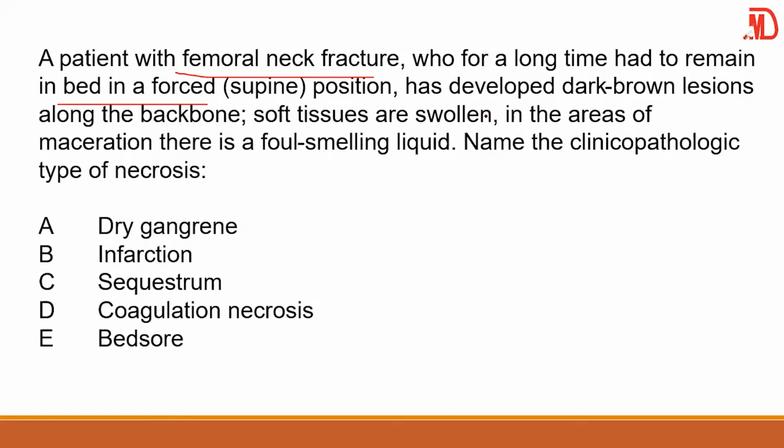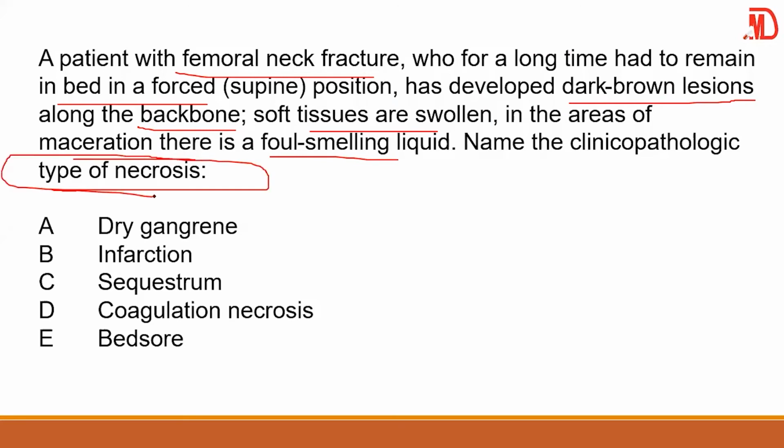But over here, the person has developed dark brown lesions. Again, it's confirming what we're talking about. Dark brown lesions along the backbone. Soft tissues are swollen in the areas of maceration. There is a foul smelling liquid. Guys, what type of necrosis is it? And this, we are dealing with what? Bed sores. All right. So the answer is E.